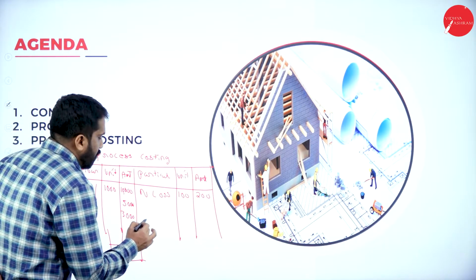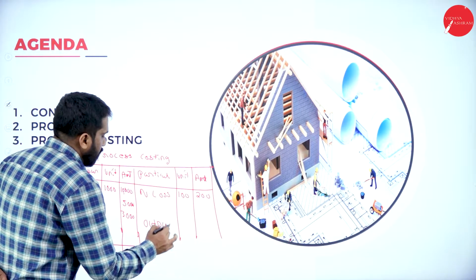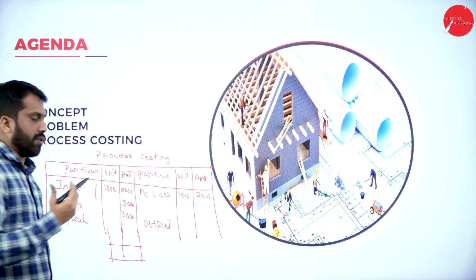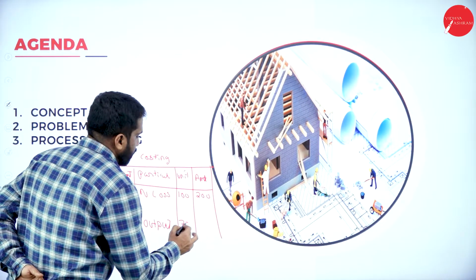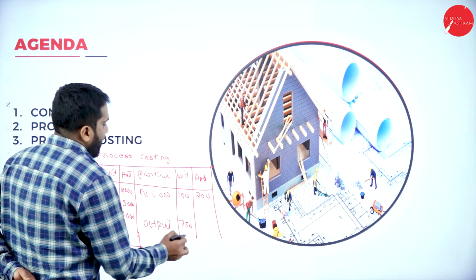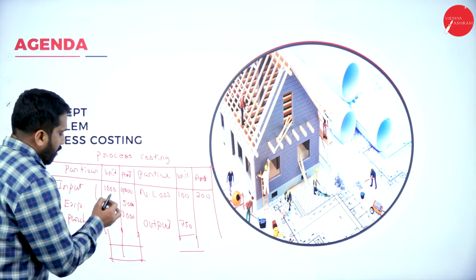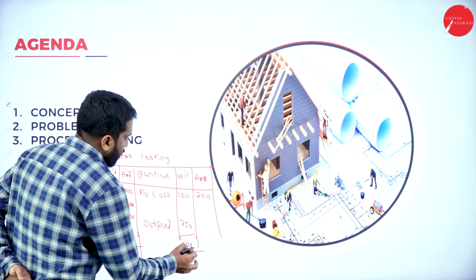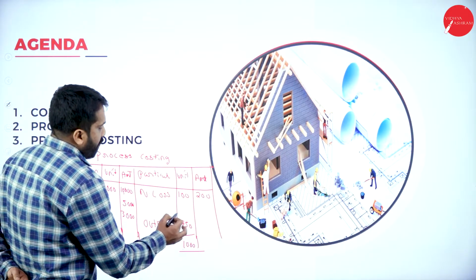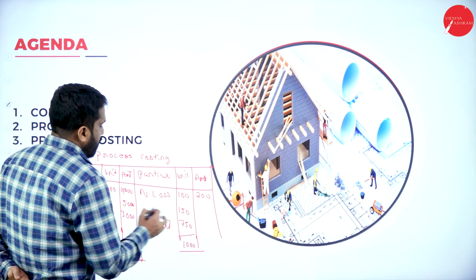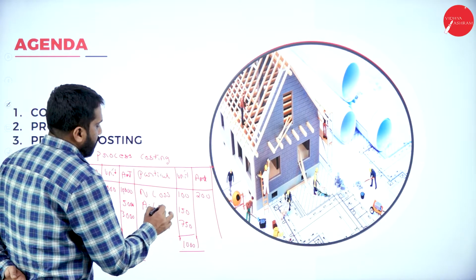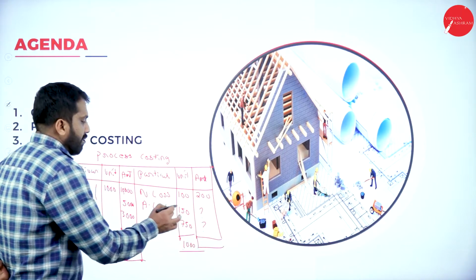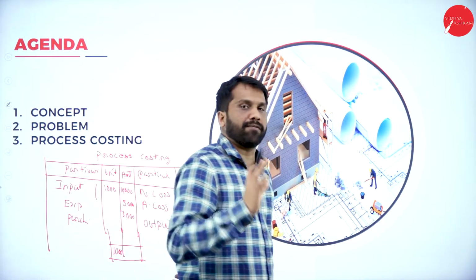And finally, we go with output. Your input and output. As per our example, what is the output? 750. So, what is the balance now? 1000 is the total. 1000 minus 850, your 150 will be abnormal loss. You have to find out the value. This much only is your process costing format.